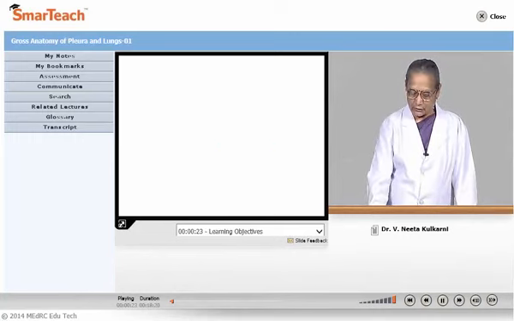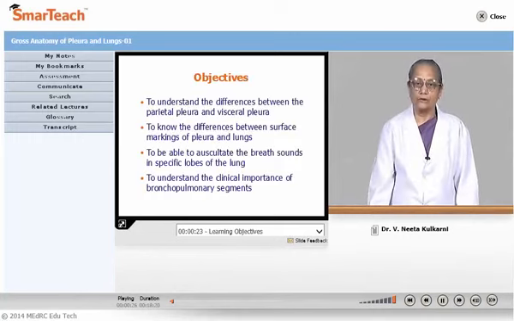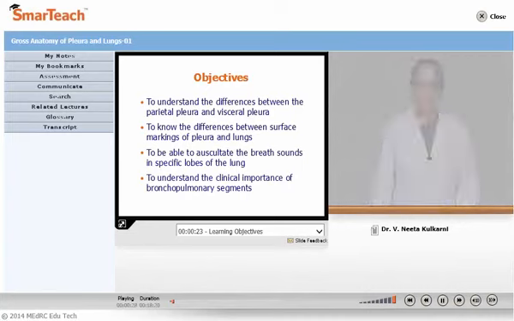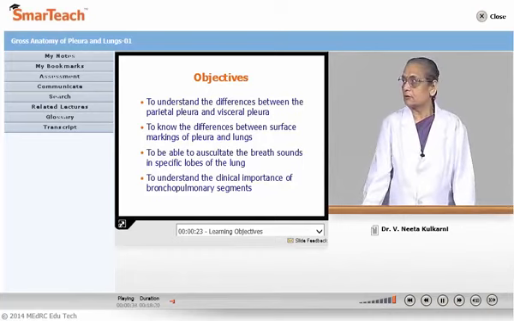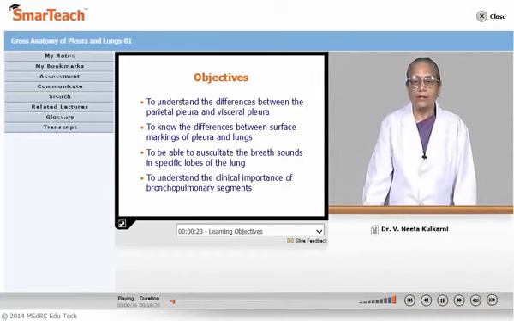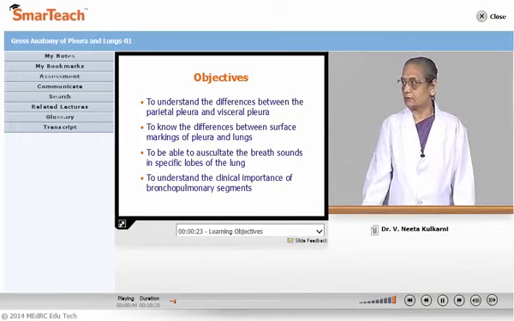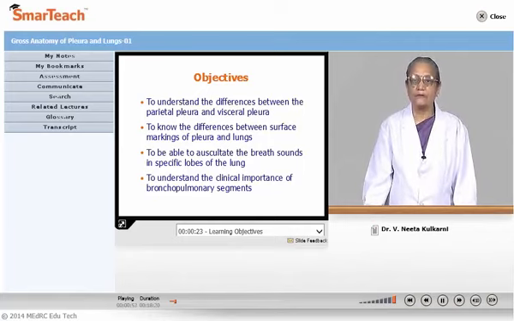The objectives for learning gross anatomy of pleura and the lungs are: we can understand the differences between the surface markings of the pleura and the lungs. We are able to identify the areas on the surface of the chest where breath sounds can be auscultated for specific lobes of each lung. And we also understand the clinical importance through the gross anatomy. We can understand the clinical importance of the bronchopulmonary segments.